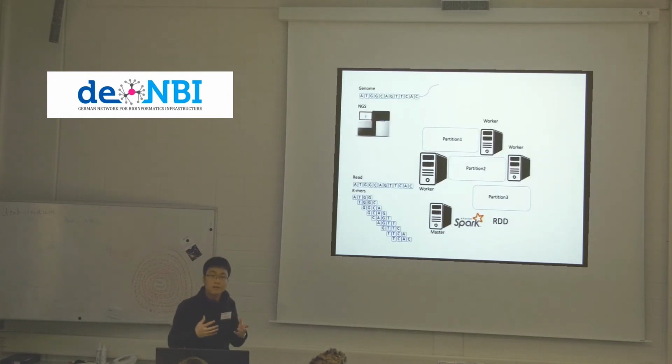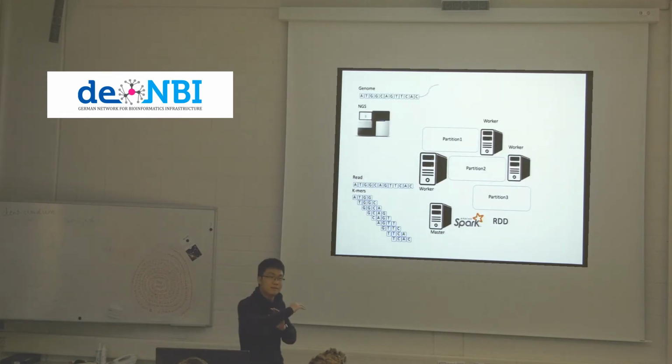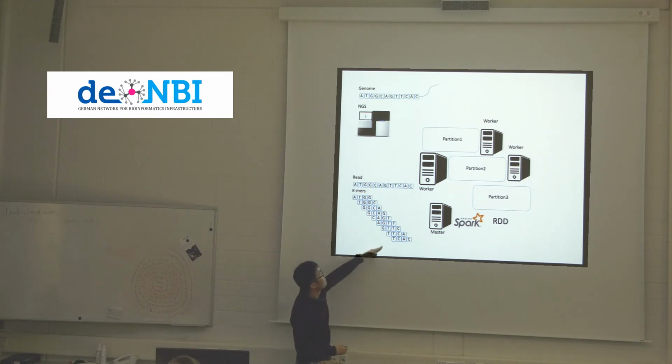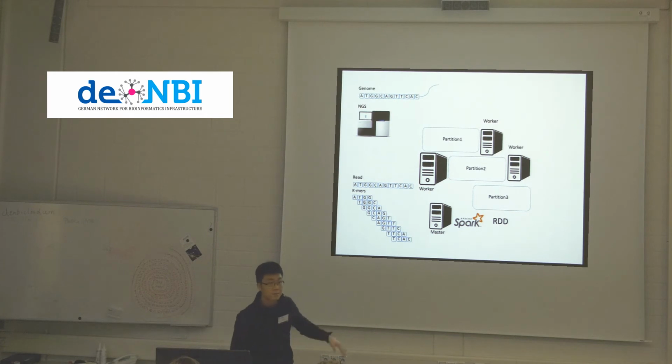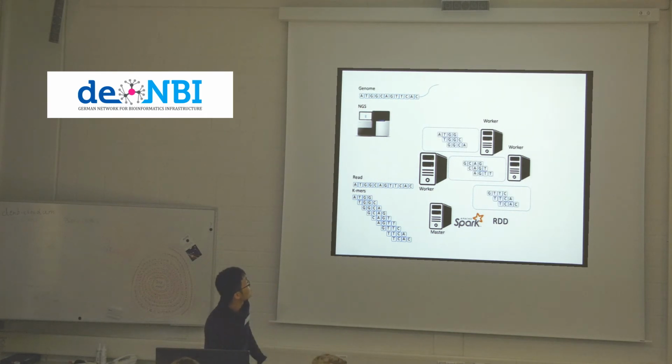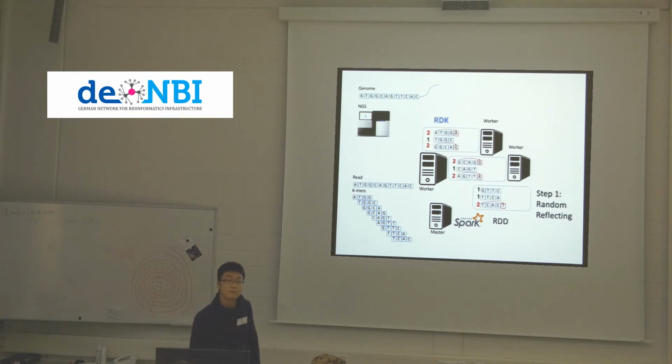Now let's look at it in a distributed way, because that's a parallelization of just one machine. Here we have 3 worker nodes. So think of them as 3 memory slots. They don't know each other. And you have a genome which has a lot of k-mers, all the k-mers. And what you do is you put all the k-mers into the memory, distribute them, and randomly reflect all of them. Right?